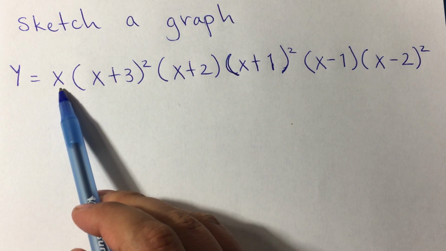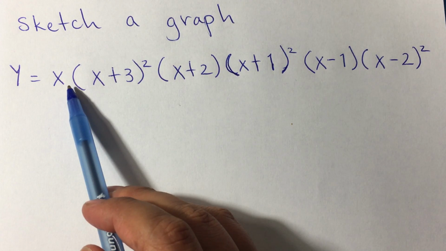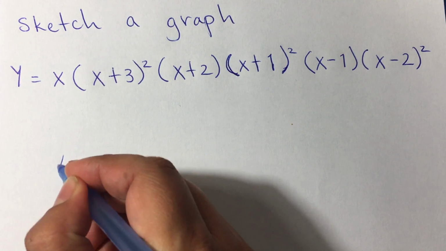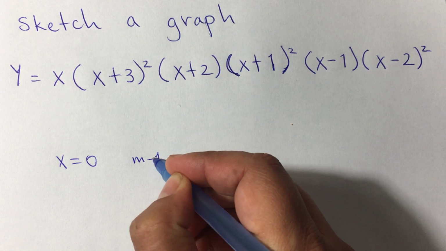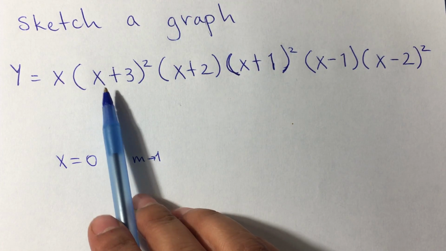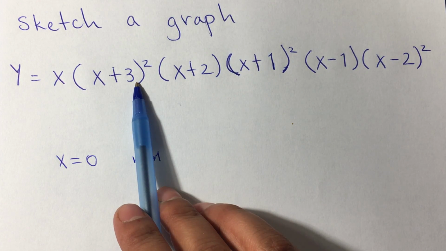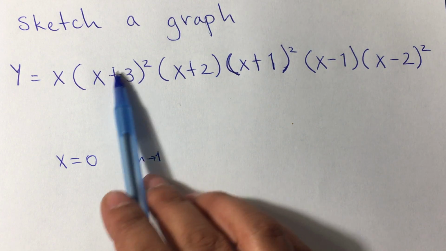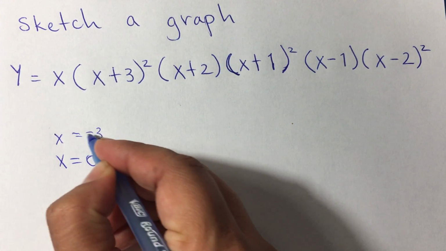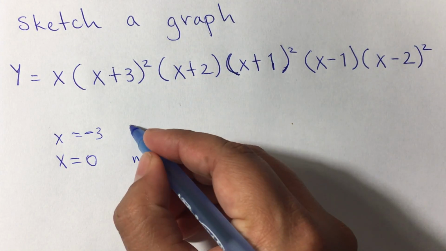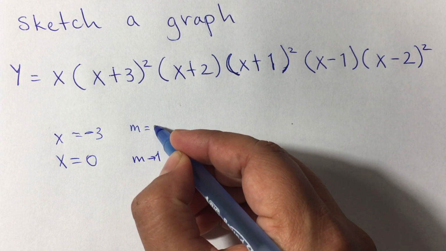So for the first factor we have x. That means that our 0 will be x equals 0 and the multiplicity is 1. For the next one is x plus 3. That means that x is at -3. So I'm going to put it over here, -3. And the multiplicity is 2 because it has exponent 2.